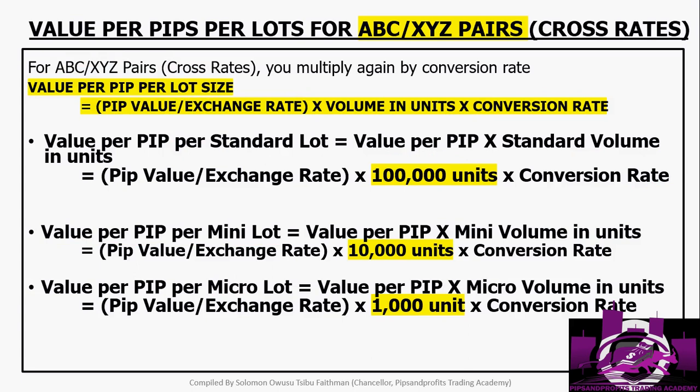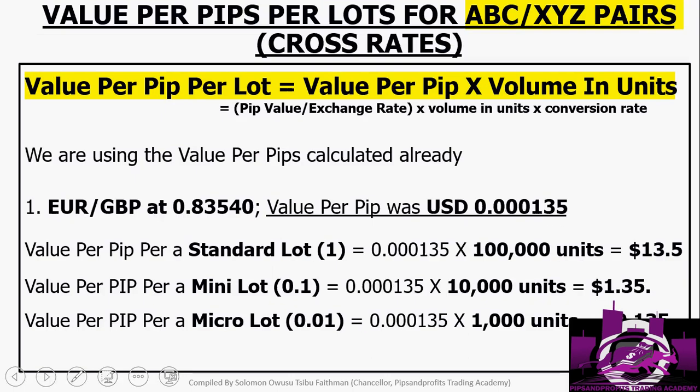So let's take the examples. We are not using any different examples. We are using the same examples that we have calculated for their value per pips. We have calculated their values per pips already. What we are going to do is just see how they are going to be affected when we add the standard lots.